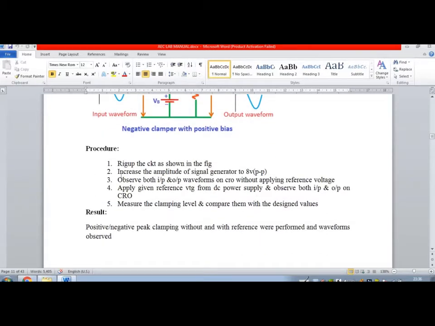The procedure for the construction of the circuit is: rig up the circuit in the spring board, increase the amplitude of the signal generator to 10 volts peak to peak or 8 volts peak to peak. Observe both the input and output waveforms on the CRO without applying the reference voltage. Apply the given reference voltage and observe both the input and output waveforms on the CRO for the biased clamper circuit. Measure the clamping level and compare them with the designed values.